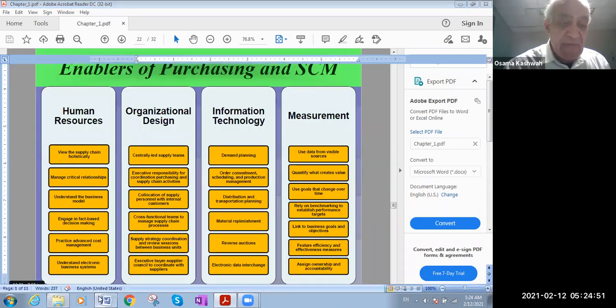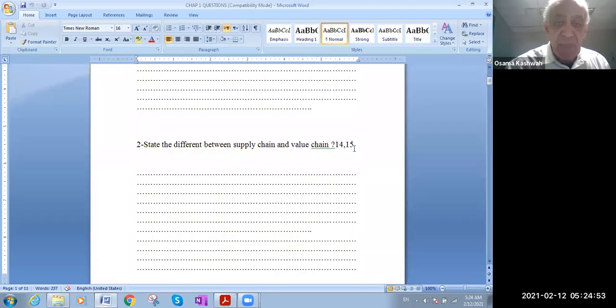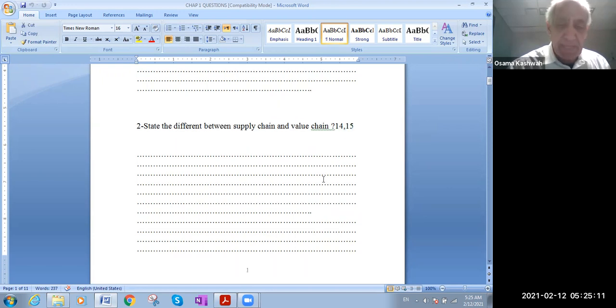Now here we have some questions. We said, state the difference between supply chain and value chain. This is the second question. State the difference between the supply chain and the value chain. And you will find it on slide number 14 and slide number 15 here.